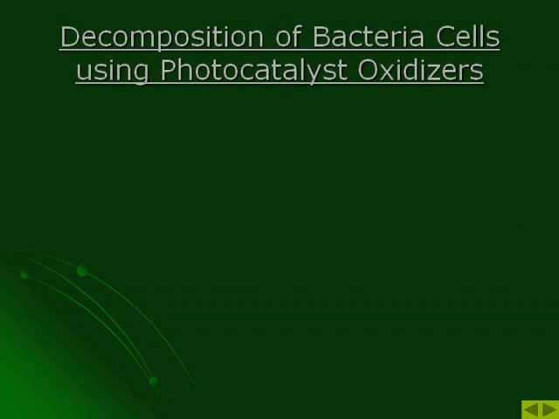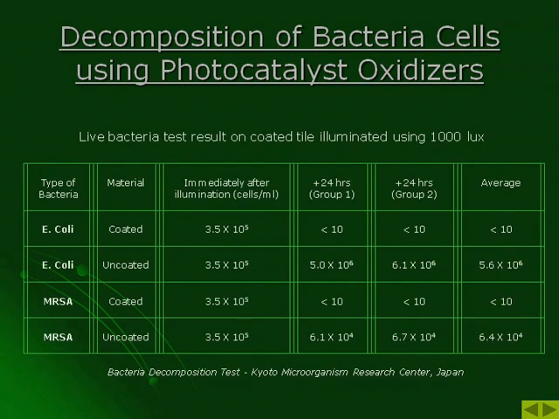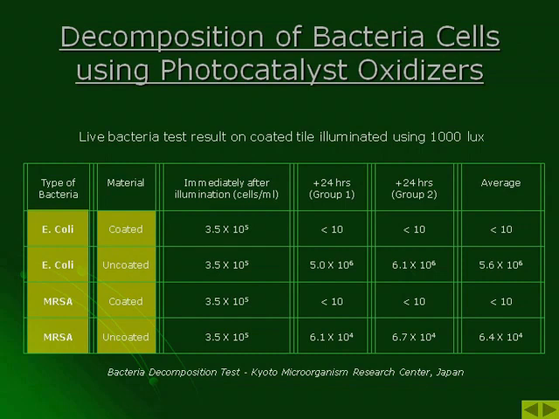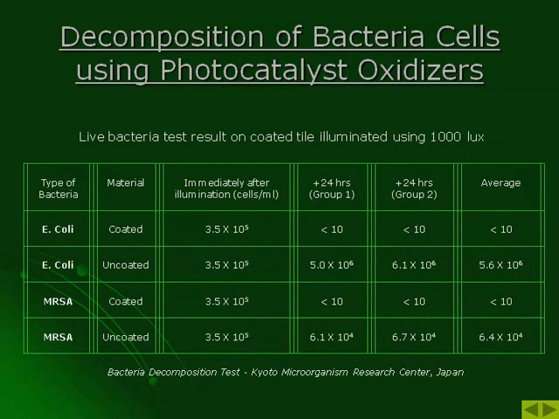Decomposition of bacteria cells using photocatalyst oxidizers. Lab tests indicate the effects that PCO-coated surfaces have on bacteria. E. coli and MRSA bacteria were applied to PCO-coated ceramic tiles as well as uncoated ceramic tiles and then placed under a light source for 24 hours. Results of the test show a high cell count remaining for both types of bacteria on the uncoated surfaces. In contrast, the coated surfaces show bacteria cell counts were reduced to virtually nil.